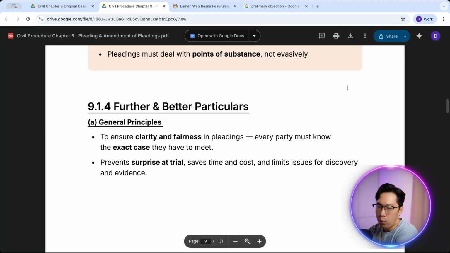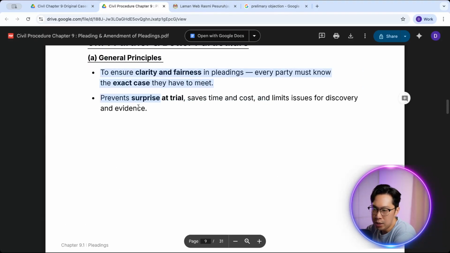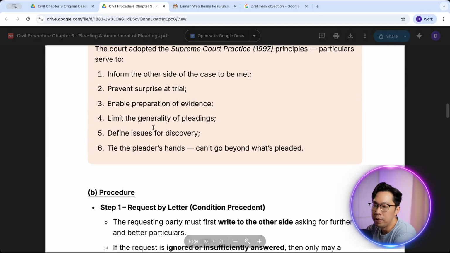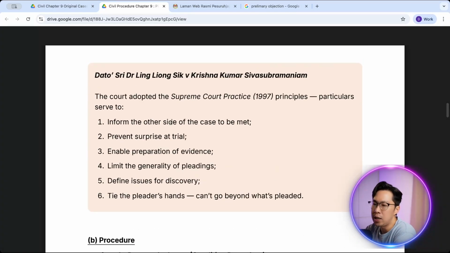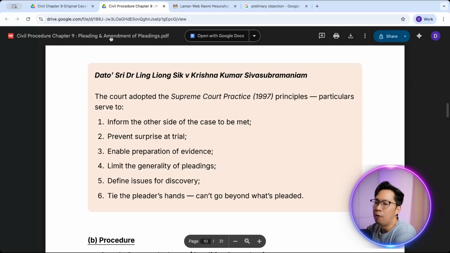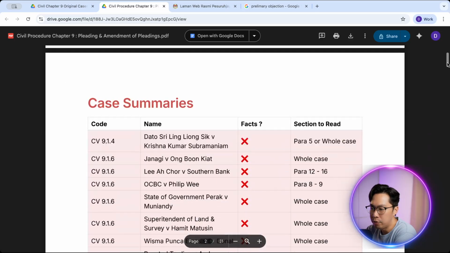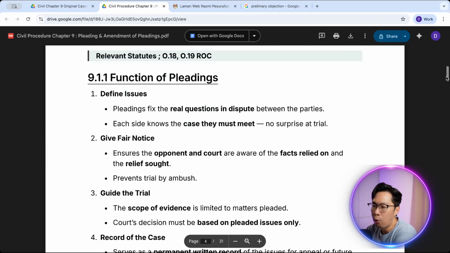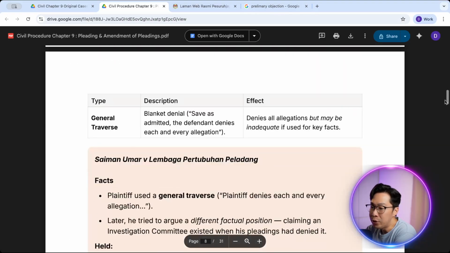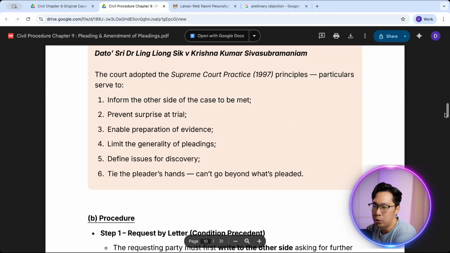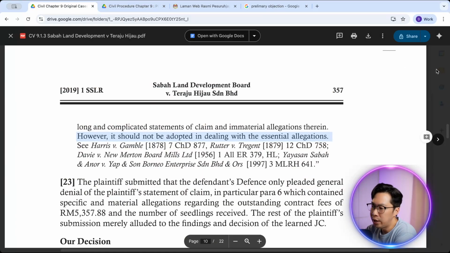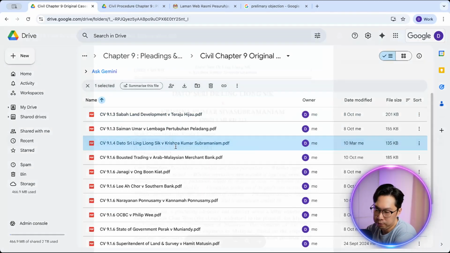Further and better particulars, what is it? What's the general principle? This very often comes up in exams: ensure clarity, fairness, prevent surprise. Sometimes they ask you for general principles. Again, you just write on your own. Now, there is a case that you need to know, which is the case of Datuk Seri Ling Leong Sing and Krishna Kumar. I only want you to read one paragraph, which is paragraph 5, or the whole case. If you can read the whole case, because it may need to incorporate some of your other knowledge. If you cannot, then you just read paragraph 5.